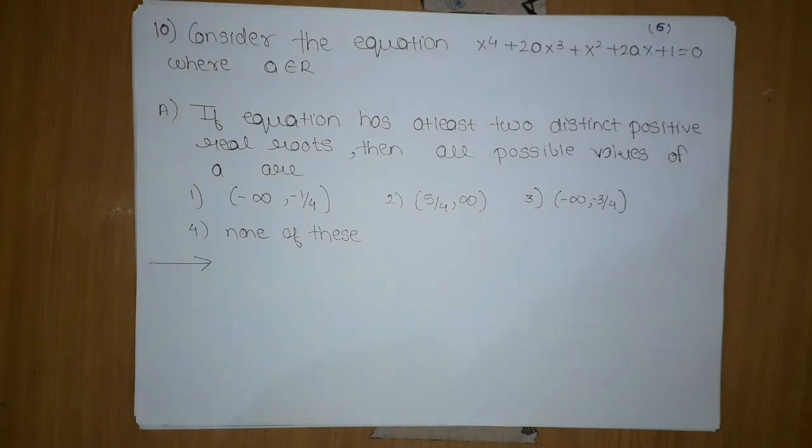The first question asked for this comprehension is: if the equation has at least two distinct positive real roots, then all possible values of a are? We want to find all possible values of a. Options are minus infinity to minus 1 by 4, 5 by 4 to infinity, third is minus infinity to minus 3 by 4, and the last one is none of these.